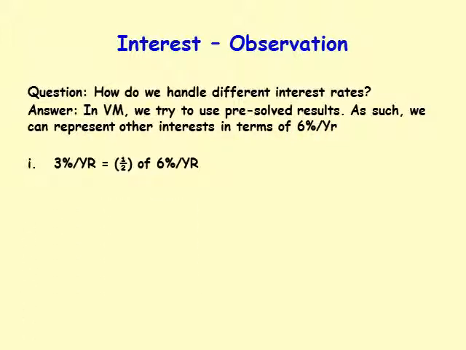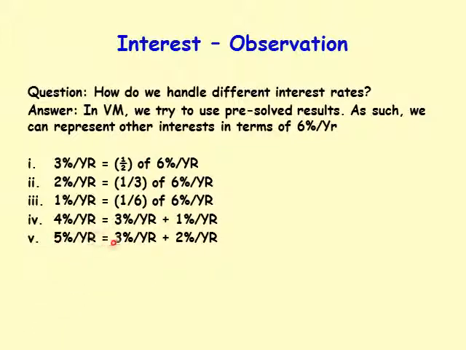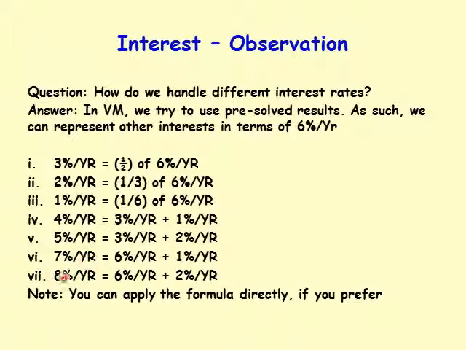Some examples. 3% per year would be half of the 6% rate, and 2% per year would be one third of the 6% per year rate. 1% per year would be 1/6 of it. So we compute at 6% per year, then we divide by 6. And 4% would be 3%, which is half, plus 1/6, which is 1% a year. And 5% per year would be 3% per year plus 2% per year. And 7% per year would be 6% per year plus 1% per year. And 8% per year would be 6% per year plus 2% per year.